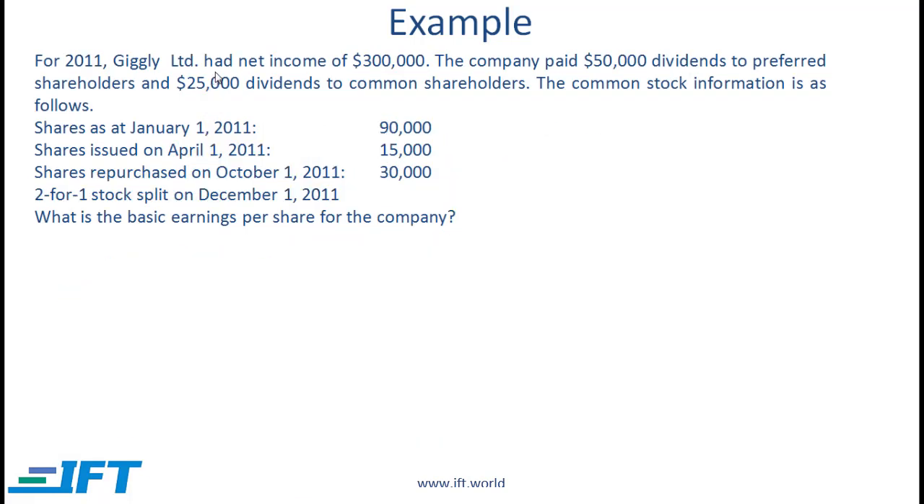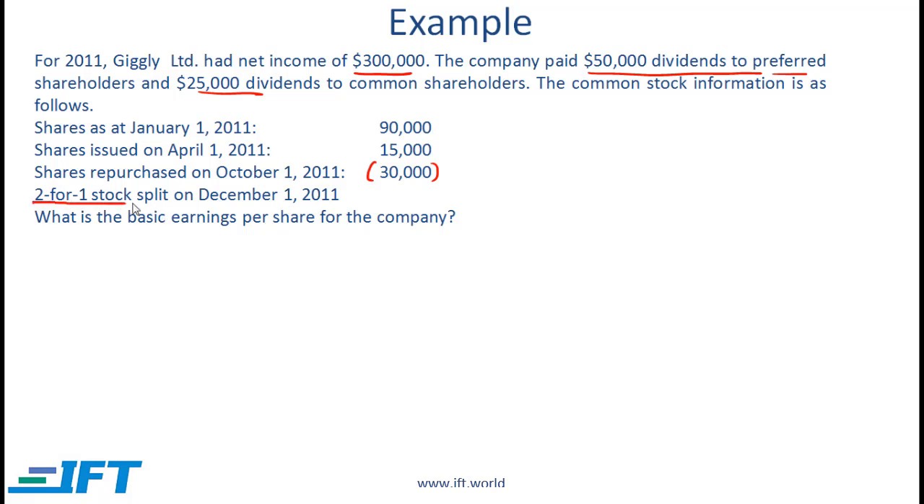Let's make the question a little more complicated now. In 2011, the net income was 300,000. 50,000 was paid to preferred shareholders and 25,000 to common shareholders. And we are also given this information. Shares outstanding at the start of the year, 90,000. Then 15,000 new shares were issued. The company also repurchased shares. This is called a treasury stock operation. And there was a 2-for-1 split on December 1st, 2011. What is the basic EPS?